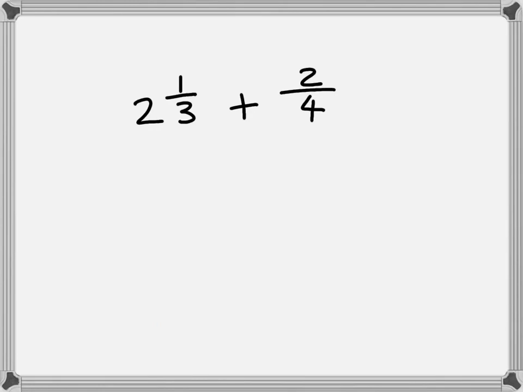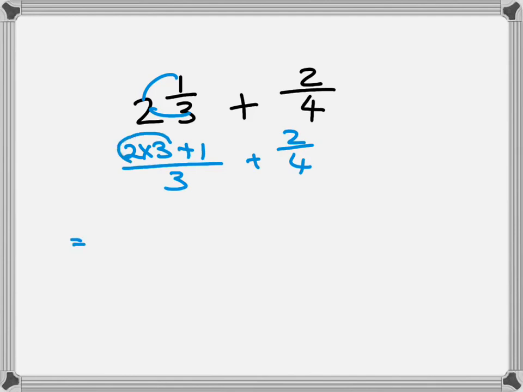Next one, I'm going to change this one into an improper fraction. 2 times 3 plus 1, plus 2 over 4. So we first do that. 2 times 3 is 6, plus 1 is 7 over 3, plus 2 over 4. Right, now, denominators are different. We need some help here.